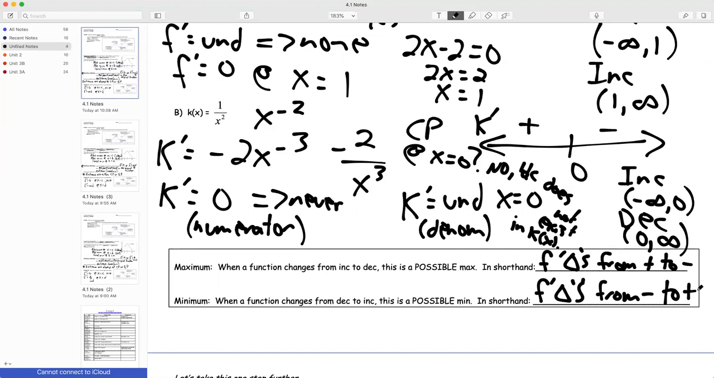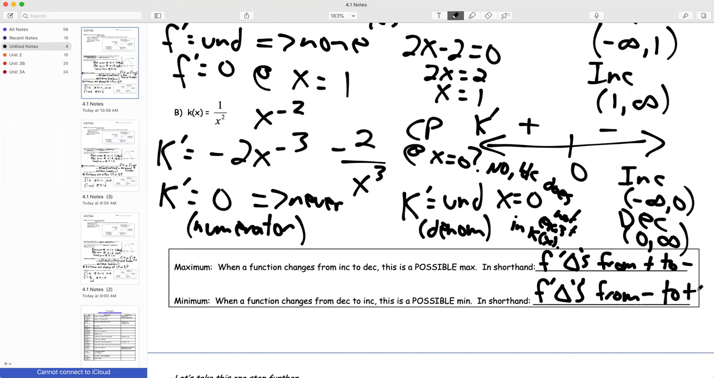And I say possible because in this case, for example, it changes from positive to negative, but it is not a max. And it is not a max because it is not a critical point. And it is not a critical point because 0 does not exist in the original function. So you can't have a maximum if the point doesn't exist. Okay? But we will use sign charts to analyze and find extrema. So if I'm looking at the sign chart of the derivative and it changes from positive to negative, that would indicate a maximum, assuming that the point exists.